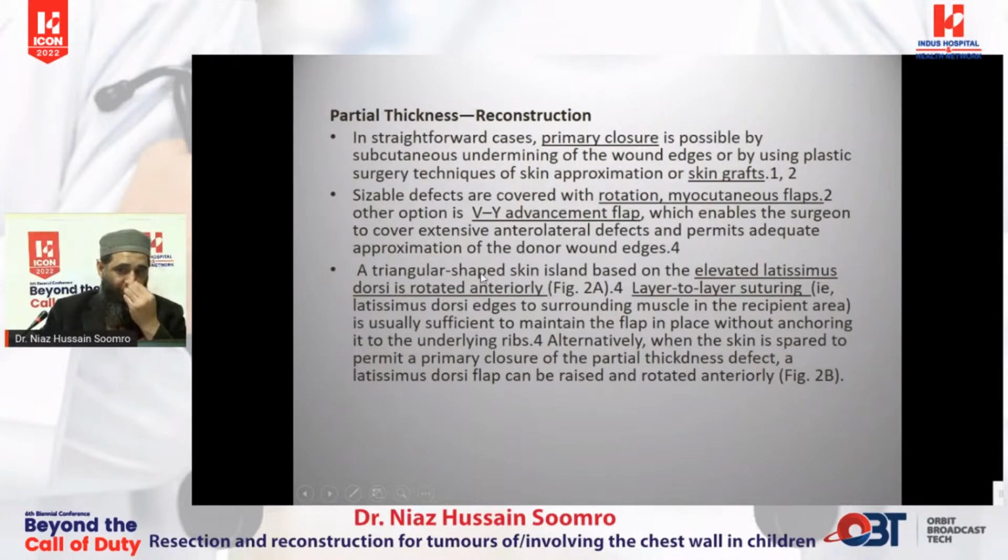A triangular-shaped skin island based on the elevated latissimus dorsi is rotated. It's shown in figure 2, I will show you in figure 2A. Layer-to-layer suturing of the latissimus dorsi to the surrounding muscle in the recipient area is usually sufficient to maintain the flap in place without anchoring it to the underlying ribs. Alternatively, when the skin is spared to permit primary closure of the partial thickness defect, a latissimus dorsi flap can be raised and rotated anteriorly.